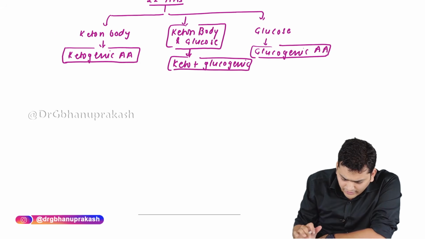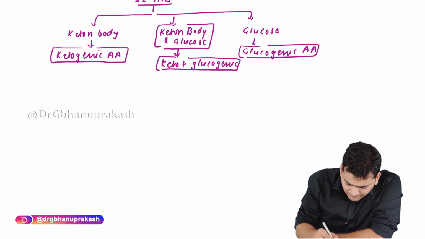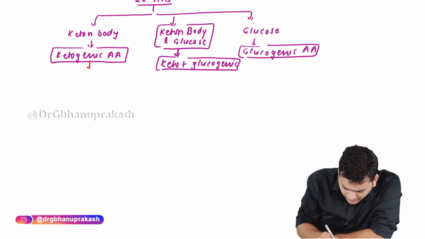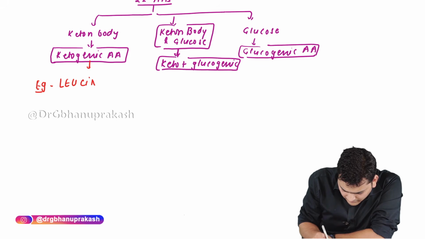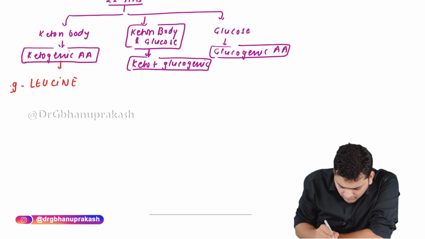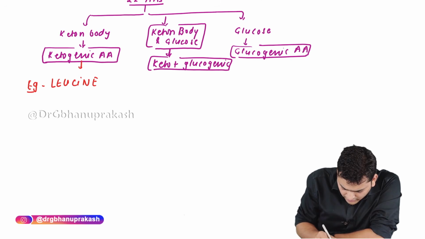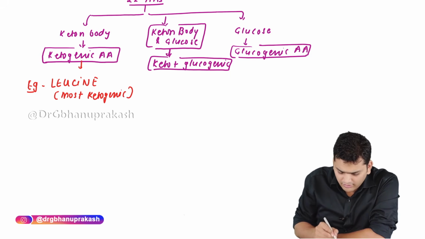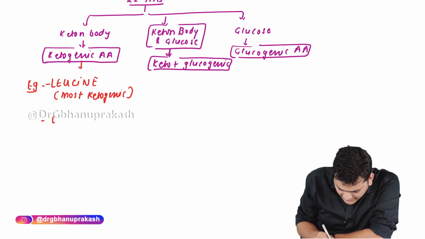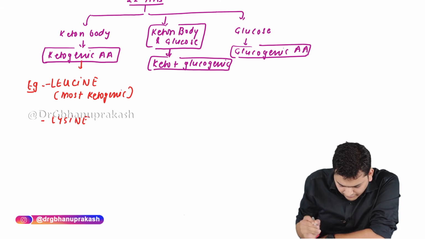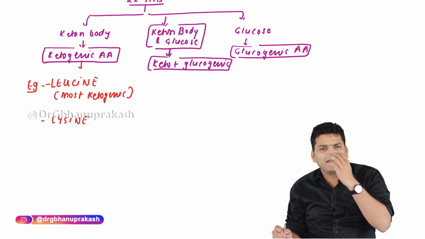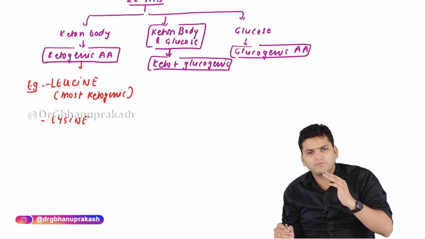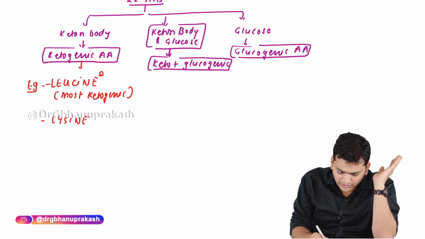When it comes to examples of ketogenic amino acids, there are two to be remembered. One is leucine. Leucine is the most ketogenic amino acid among all the ketogenics. The second we can add is lysine, which is also predominantly ketogenic. So leucine and lysine are ketogenic, but among these two, if you have to select the most ketogenic, the answer is leucine.